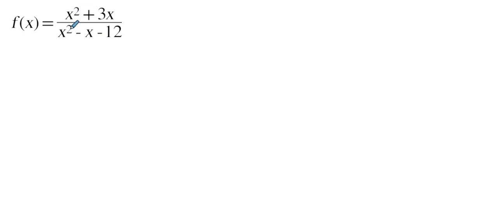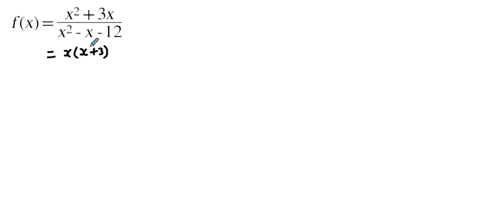The x squareds here can't be canceled because they're terms in the numerator and terms in the denominator. They're separated by plus and minus signs. What we're looking to do is find factors in the numerator and denominator. So let's start by factoring the numerator. And I can common factor out an x, and that will leave me with x plus 3. These are now factors in the numerator. The x is a factor, and x plus 3 is a factor.